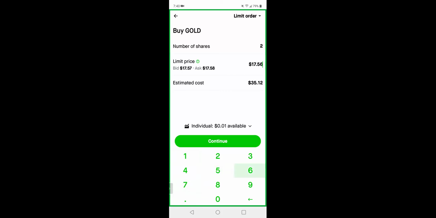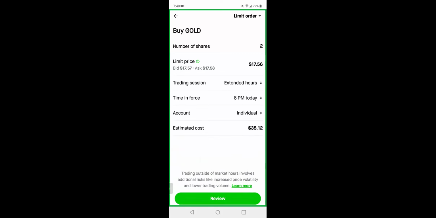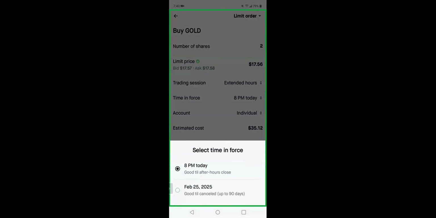Let's say I want to pay 17.56. But the meaning of that is that I cannot buy it now. I can tell them that this order is only good for 8 p.m. Or can you see the good this or good to cancel?